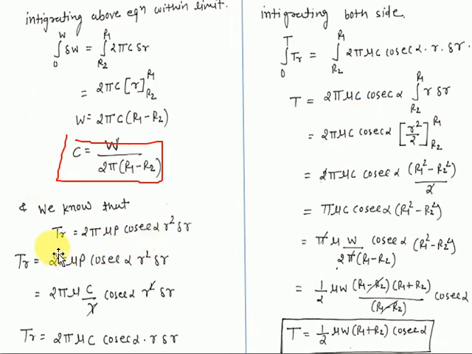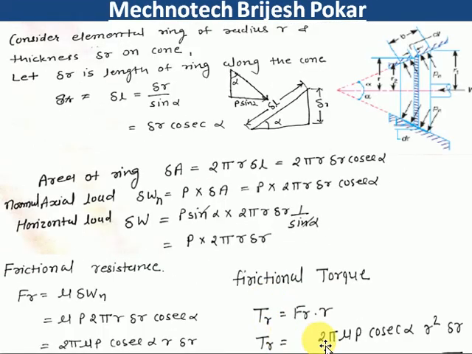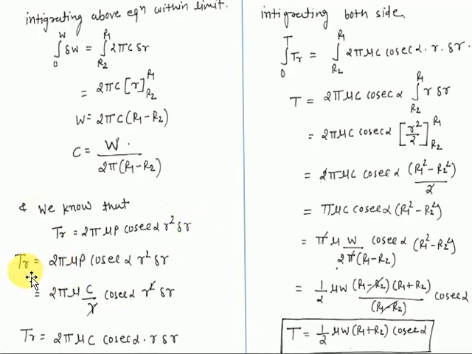Now we know this is the same torque transmitted equation that we had already derived. Let me show you this equation. We have derived this equation over here: T is equal to 2 pi mu P cosec alpha R square delta R, and this equation we have used over here and over here too. And instead of P we have to put C upon R, and R and R will cancel. So T is equal to 2 pi mu C cosec alpha into R into delta R.